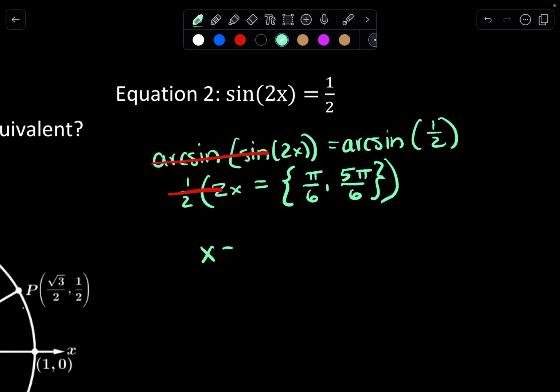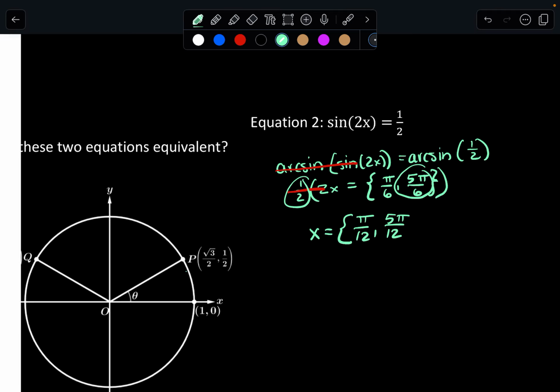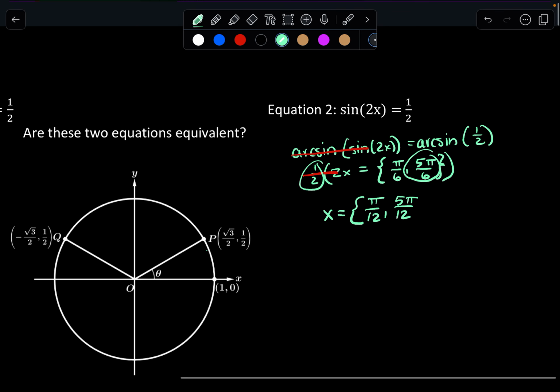So that isolates the x. And within my set, I'm going to have 1/2 times pi over 6, so that'll be pi over 12. And then I'll have 1/2 times 5 pi over 6, which is 5 pi over 12. Now, if we're talking about the unit circle, this poses an issue, okay?